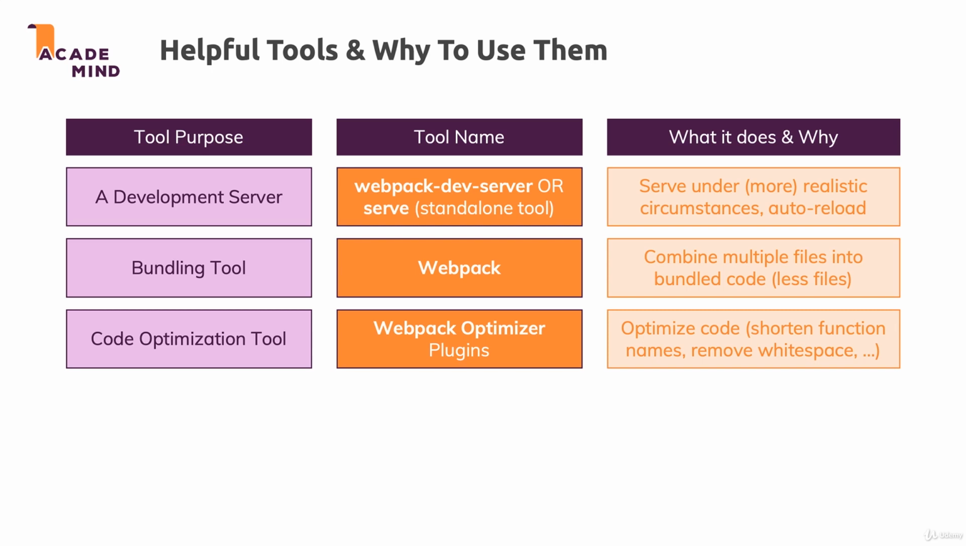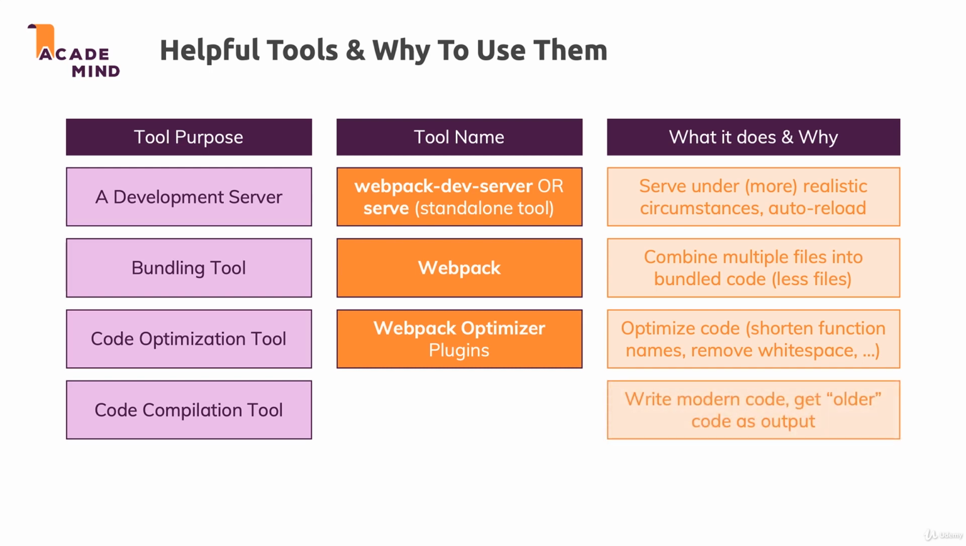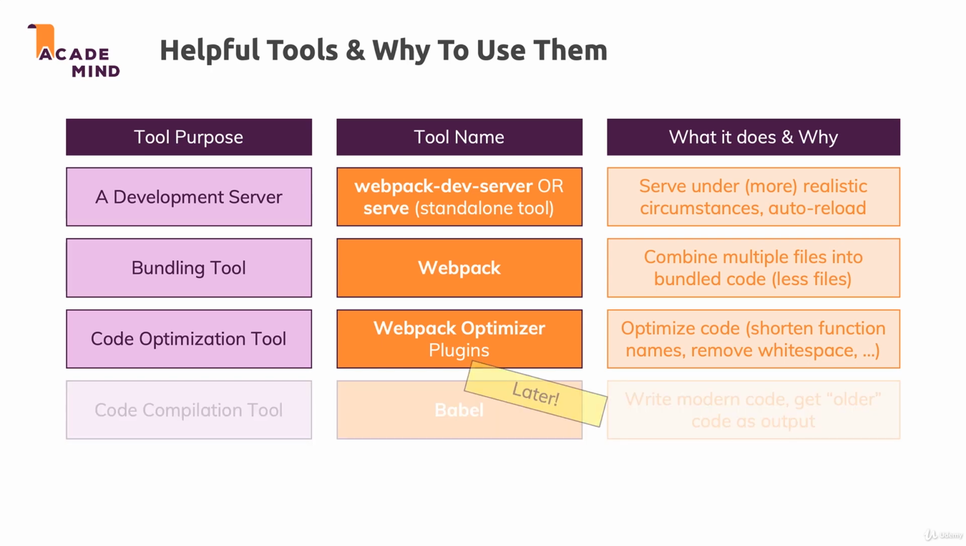Now that's the optimization. We also might want to write modern code and ship code that also works on older browsers, and for that we need a code compilation tool, also called transpilation. That simply is a tool which takes our code and transpiles it to code that also works on older browsers. Now, there, the most popular solution is Babel, but we'll not dive into this right now. Instead, we'll dive into this later in the browser support module, because there's a bit more you need to know about browser support and how to manage that before you can set up such a tool.